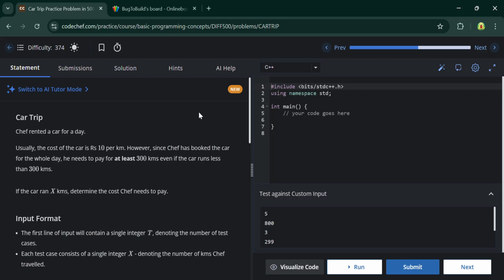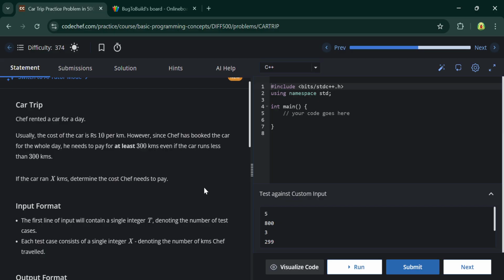Continuing our CodeChef series, now we have to solve one more question on less than 500 rating, which is Car Trip. Chef rented a car for a day. Usually the cost of a car is 10 rupees per kilometer. However, since Chef has booked the car for the whole day, he needs to pay at least 300 kilometers' worth even if the car runs less than 300 km. If the car ran x kilometers, determine the cost he needs to pay.